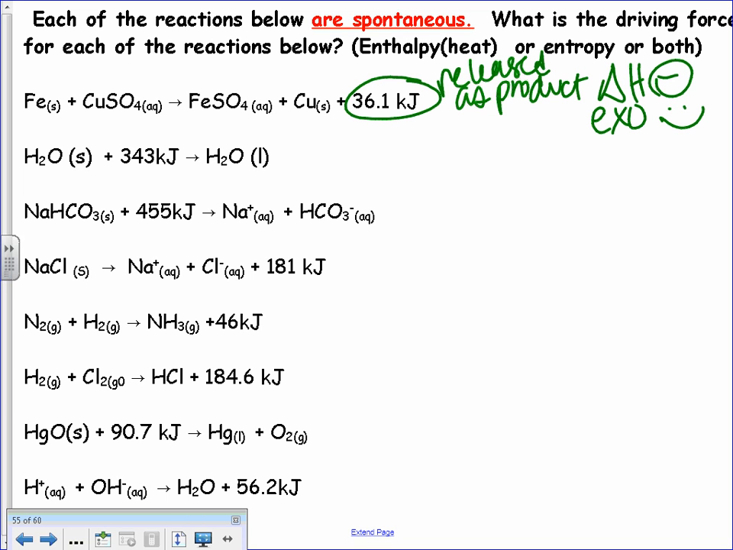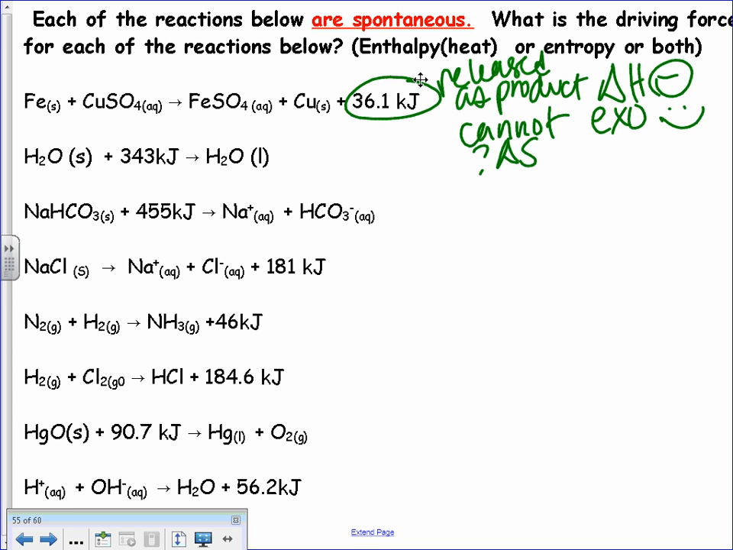Solid and aqueous. We can't really tell if disorder is increasing or decreasing because it looks the same. We have one solid on this side, one solid on this side. We have one aqueous and one aqueous. So now we would say that we cannot tell delta S change. So for this reaction, the enthalpy is driving the reaction. It's favorable, so it's forcing the reaction to occur, because you can't tell the delta S.